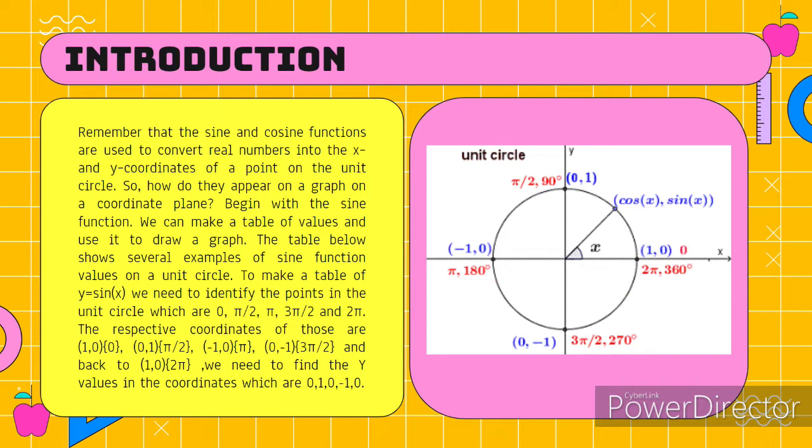We can make a table of values and use it to draw a graph. The table below shows several examples of sine function values on a unit circle. To make a table of y equals sine x, we need to identify the points in the unit circle which are 0, pi over 2, pi, 3 pi over 2, and 2 pi. The respective coordinates of those are 1 and 0, 0 and 1, negative 1 and 0, 0 and negative 1, and back to 1 and 0. We need to find the y values in the coordinates which are 0, 1, 0, negative 1, and 0.